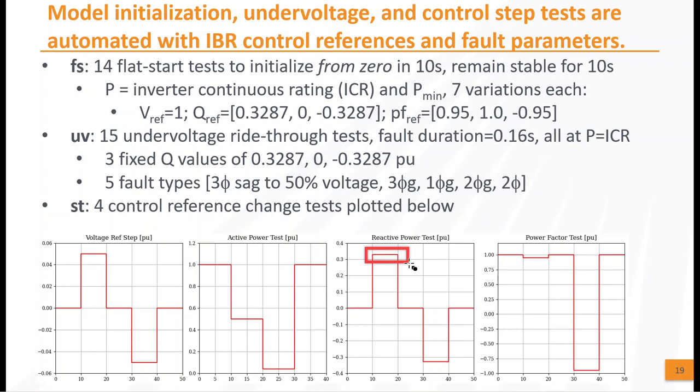By the way, that's a power factor of 0.95. So that lasts for 10 seconds. We recover to 0 Q, and then we go to minus 0.3287, which means it is absorbing reactive power, even though it's generating active power at the same time. The equivalent power factor test is to inject reactive power: we drop the power factor from 1 to 0.95, and then to absorb reactive power, it goes to a power factor of minus 0.95 between 30 and 40 seconds.